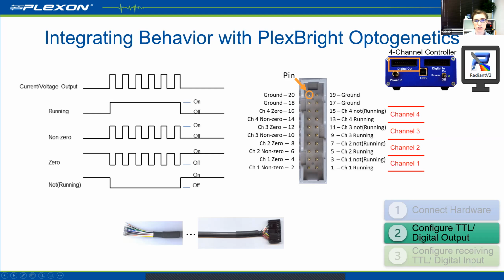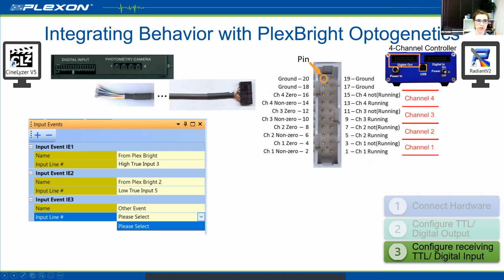So selecting which type of digital output you want or which channel is a matter of simply finding the correct pin and then finding the correct corresponding wire to plug into your Sennheiser system or other behavioral system. The pin maps can be found in the Plexbright user guide, and then the pin to wire maps are sent with the connectors themselves. The final step is then to tell Sennheiser or your behavioral program to expect these digital inputs and then to record them.